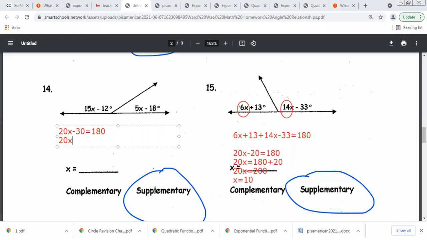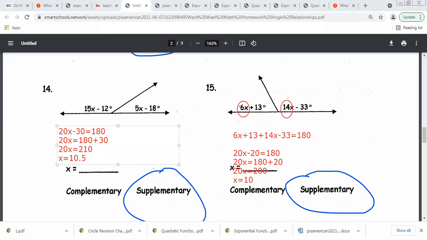Then we will transfer it to the opposite side. Then you have 180 plus 30. How much is 180 plus 30? It will be equal to 210. Then 20x equals 210. Then you will divide both sides by 20. Then the value of x will be equal to 10.5. And we said that these ones are supplementary angles.